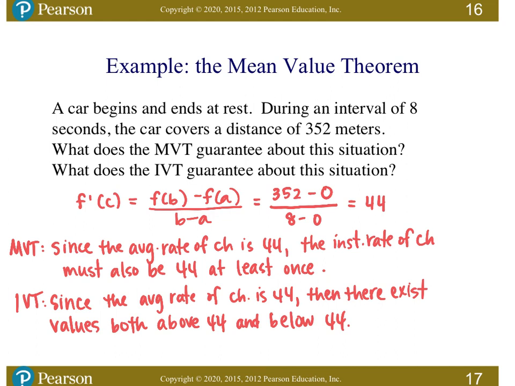But this said our car began and ended at rest. So it can't have been a constant speed the whole time. There had to have been times where the car was faster than 44 meters per second, and there had to have been times when the car was slower than 44 meters per second. Okay, that's our units here. So that would be the argument of the intermediate value theorem.